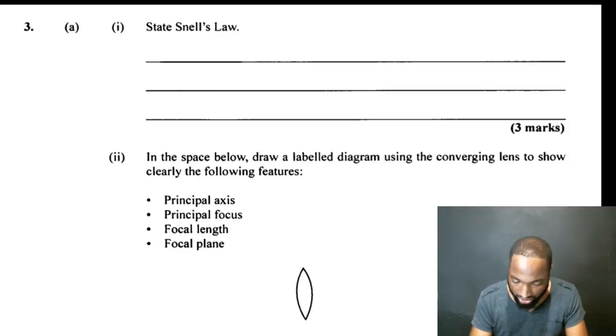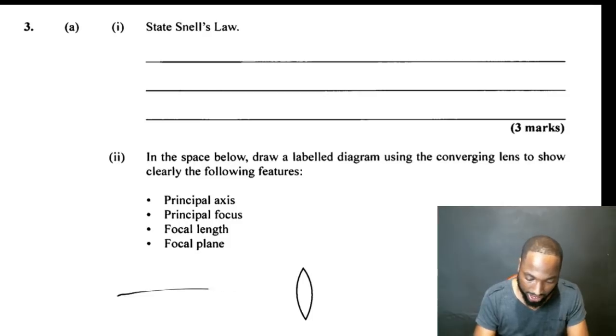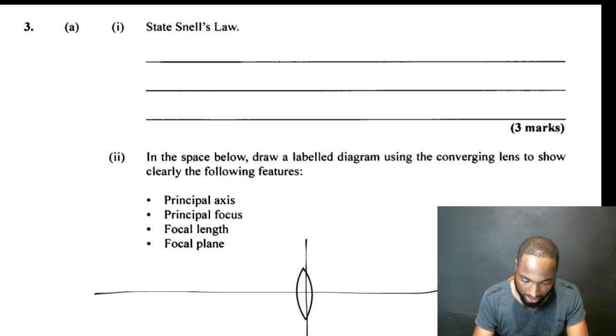In the space below, draw a labeled diagram using a converging lens to show clearly the following features: the principal axis, principal focus, focal length, focal plane. So we'll come to this just now. We'll go through all the different lenses. So that part of it was easy. Then they asked us to do this, which was not easy.